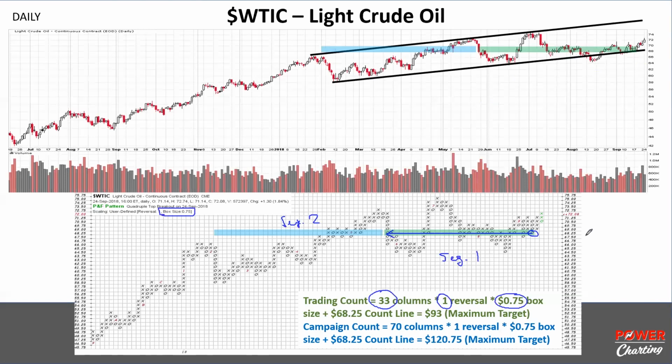So we can count from right to left, 33 columns, one box reversal method, 75-cent box size, gives us a count line of 68 and a quarter, which counts to 93. And so we can see we count starting at 68 and a quarter. That's the count line. And so we have a target that takes us up to $93. And so we'll come back to this later because this is a confirming count.